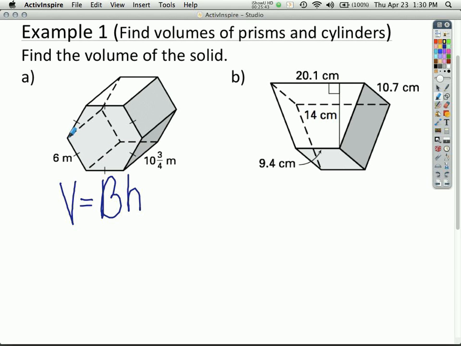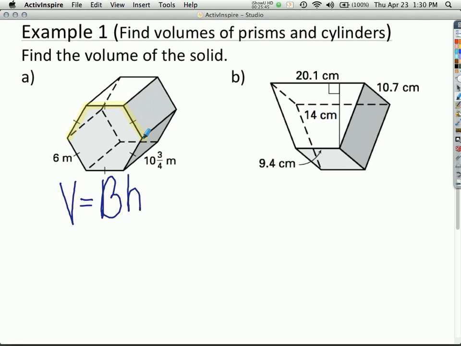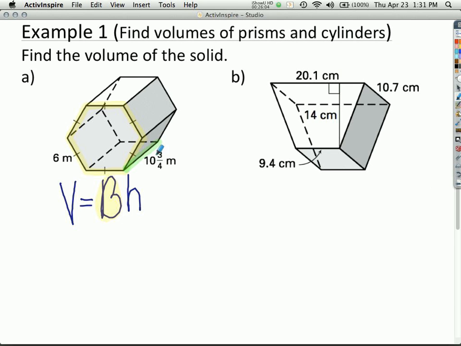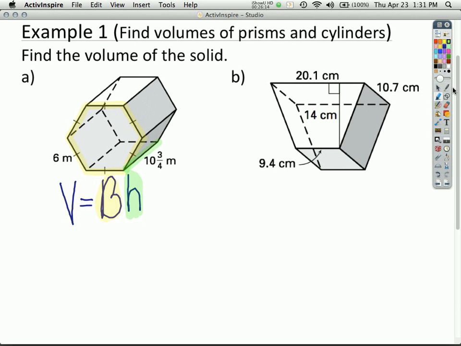So this right here is the base. So we need the area of that, because the area of that is going to go right there. The height is this distance right here, 10 3/4, that's h. So we already know that. So we need the area of the base. So we have some work to do.